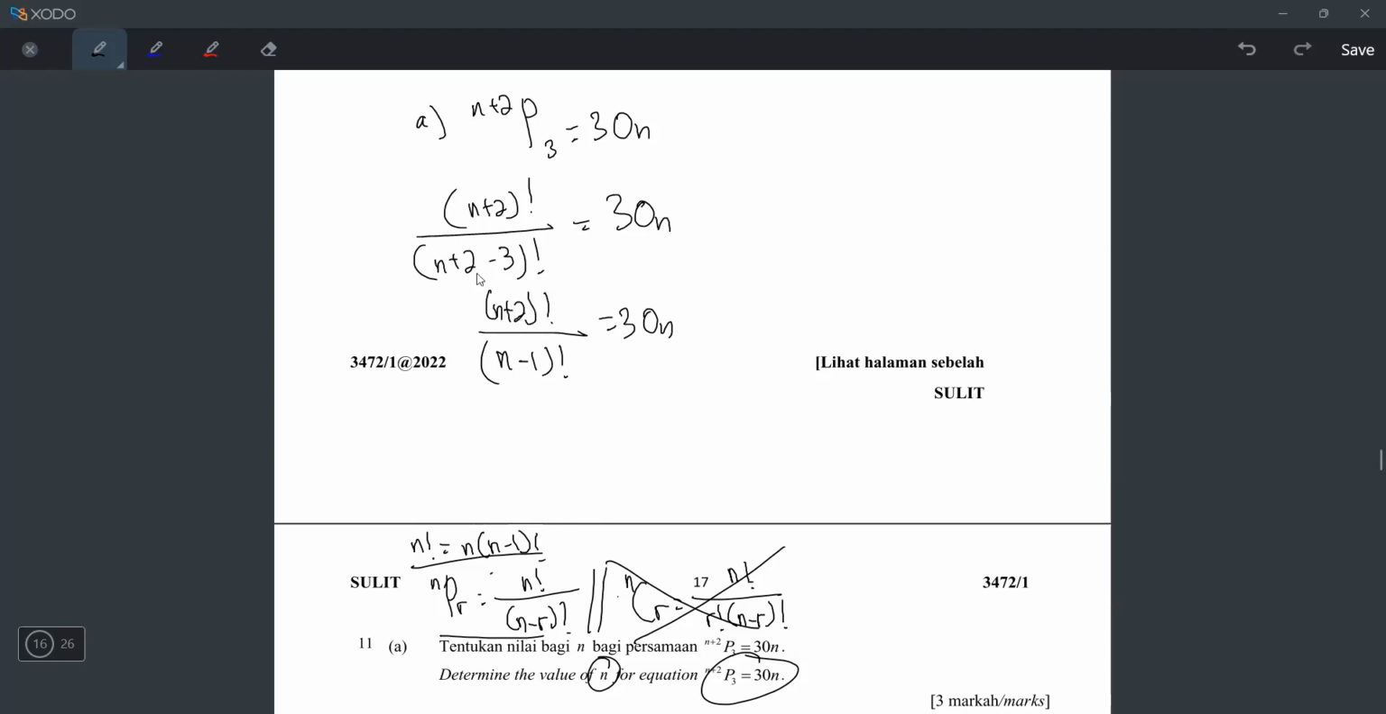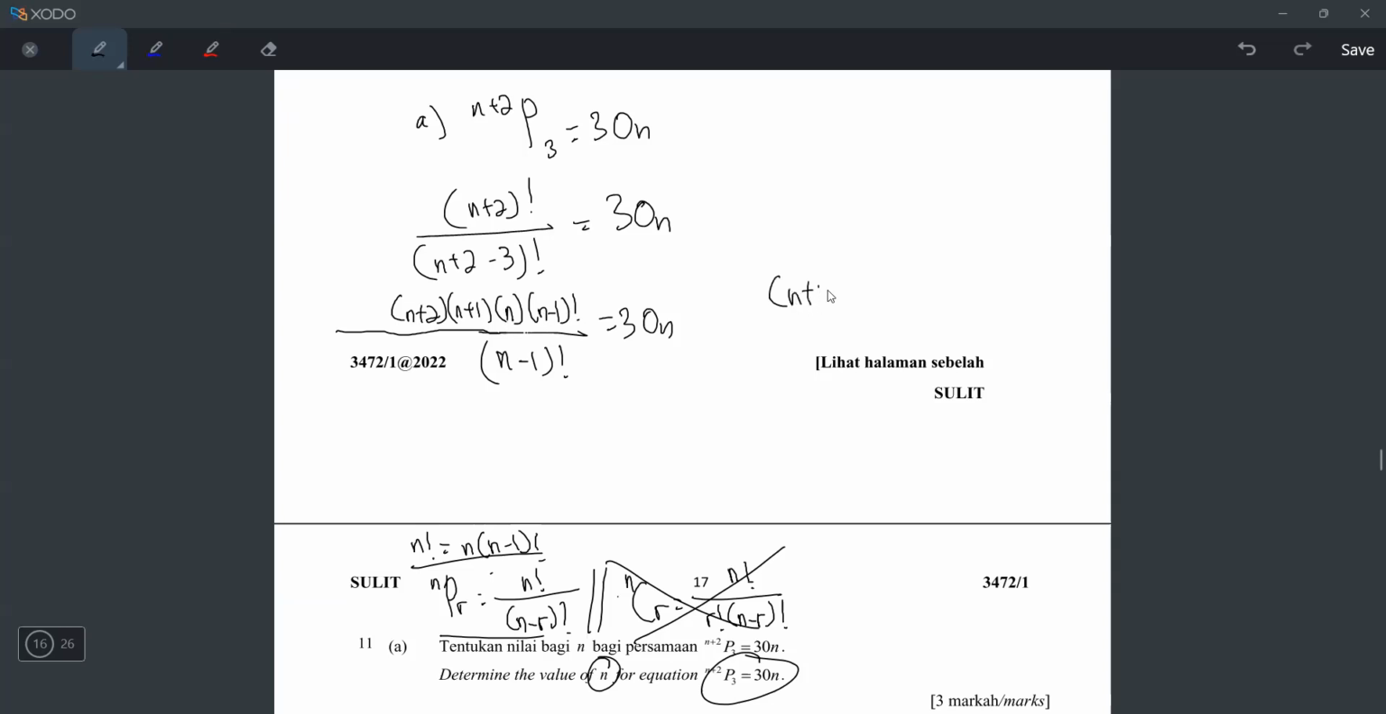But I told you already, right? What does factorial mean? It means you multiply with the number before it until you reach 1. So n plus 2 factorial is actually what? It's actually n plus 2 times n plus 1 times n times n minus 1 times n minus 2, n minus 3 until you reach 1. But I will decide to stop here and put factorial here. It means n plus 2 factorial is actually n plus 2 times n plus 1 times n minus 1 factorial.